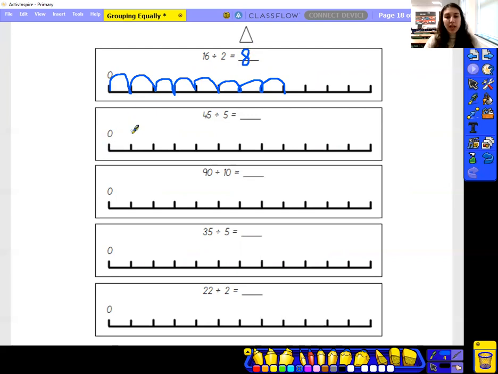Here, would I be counting in my 2s? No, because I am dividing it into groups of 5. So I would count here 5. That would be 1 group of 5 is 5. 2 groups of 5 would be 10. 3 groups of 5 would be 15. And I would carry on counting until I reach my whole amount, which would be 45.